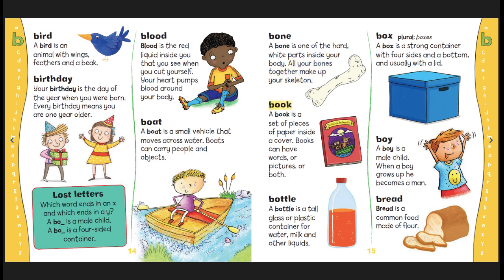Book. A book is a set of pieces of paper inside a cover. Books can have words or pictures or both. Bottle. A bottle is a tall plastic glass or plastic container for water, milk, and other liquids. Box. Plural, boxes. A box is a strong container with four sides and a bottom, and usually with a lid.